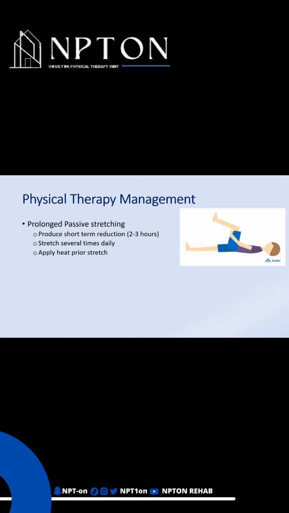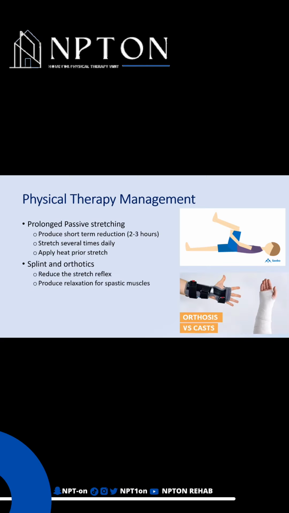Also, heat might be applied before the stretch to help reduce the muscle tone and increase the pain threshold. Also, the splint or orthotics can be used to help improve the effectiveness of muscle stretching. After you do the stretching, you will apply the orthotics on the limb to keep the limb in the stretching position, and this will help to reduce the stretch reflex and produce relaxation for the spastic muscle.